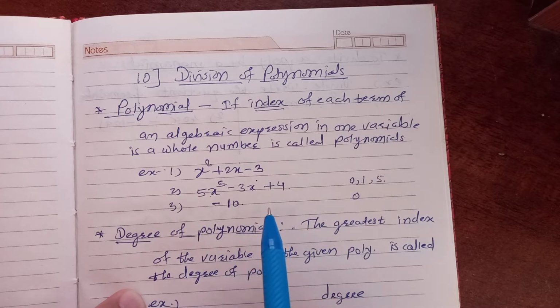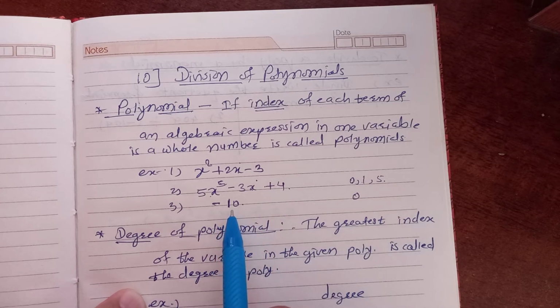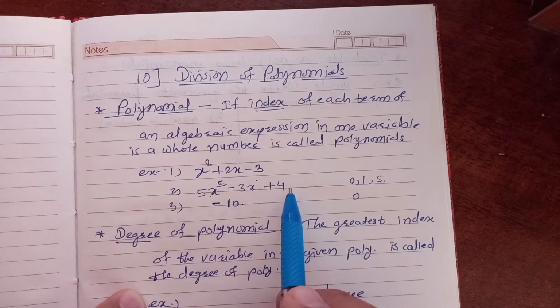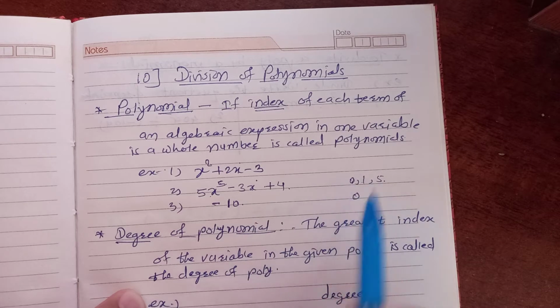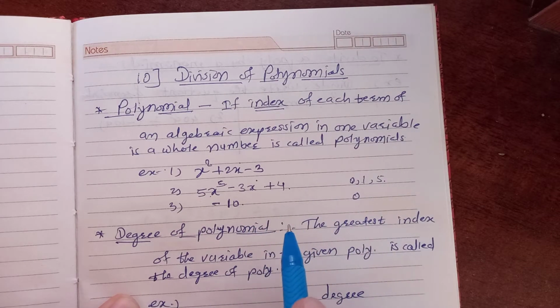We know three types of algebraic expression: monomial, binomial and trinomial. Monomial means one term, binomial means two terms, and trinomial means three terms. You have already studied this. In these, if the power is a whole number, they are polynomials.